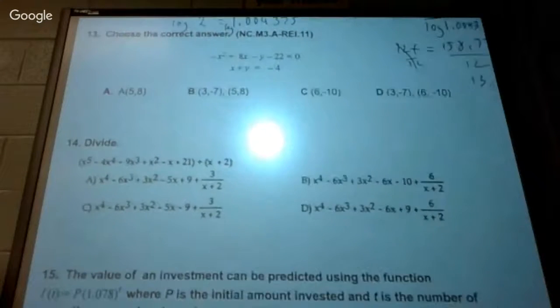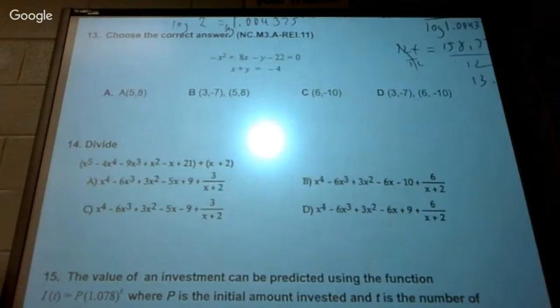$13. Choose the correct answer. A couple ways you can do this. There's 3 ways you can do this.